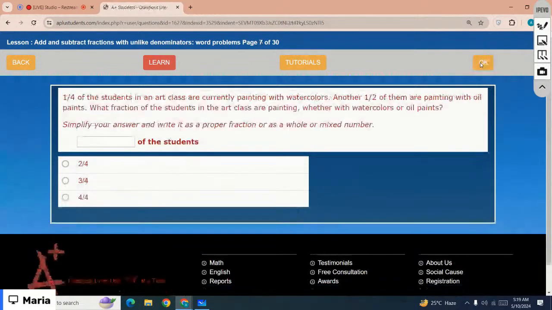One fourth of students in art class are currently painting with watercolors. Another half of them are painting with oil paints. What fraction of the students in the art class are painting with watercolors or oil paint? So which is the correct option?